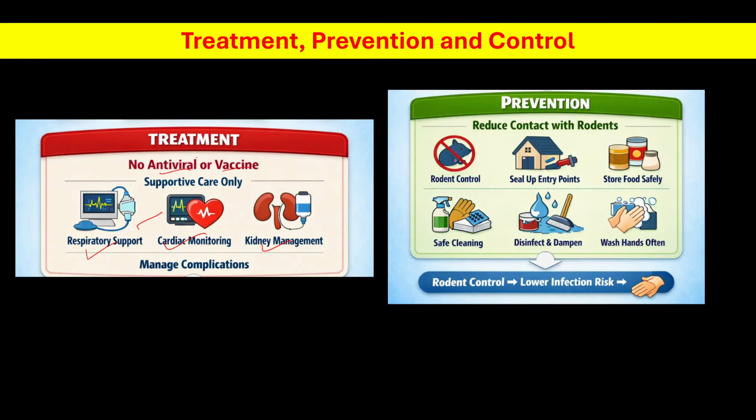The prevention includes reducing contact with rodents, which includes control of the rodents, sealing up entry points, storing food safely, safe cleaning with disinfectant and dampening, and of course, washing hands frequently. Rodent control actually leads to lower infection risk.